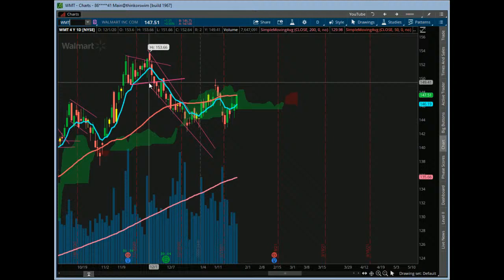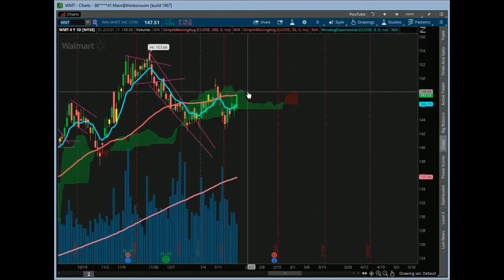DKNG had an upgrade today, and there goes Walmart too with a nice little push to the upside today as well. Right at the 50-day moving average. So see how that goes.